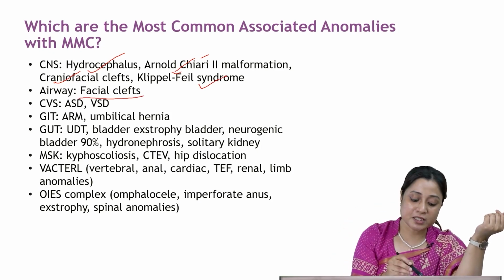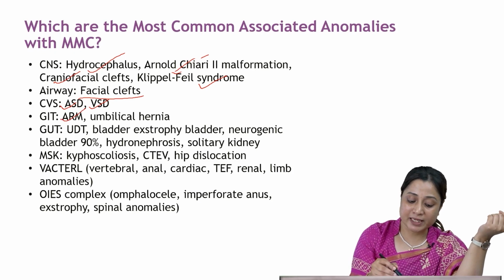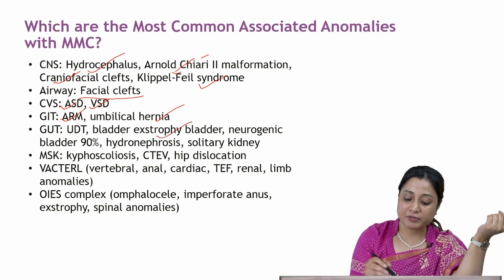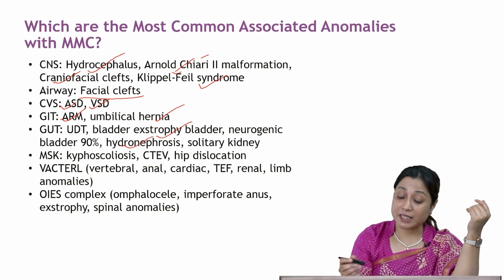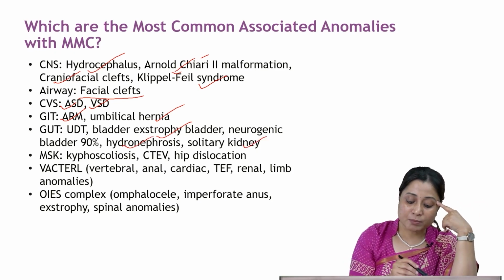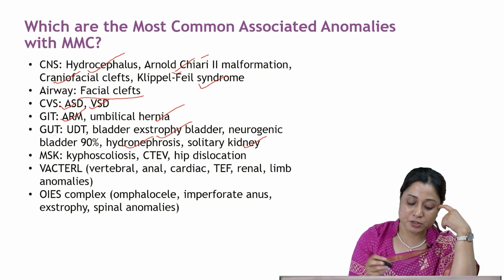Cardiovascular: associated atrial septal defect, ventricular septal defect. GIT: anorectal malformations, umbilical hernias. Genitourinary can have UDT, that is undescended testis, bladder exstrophy, neurogenic bladder in 90% of the kiddos. Hydronephrosis, many a time they can have a solitary kidney. Musculoskeletal: kyphoscoliosis, CTEV, hip dislocations.